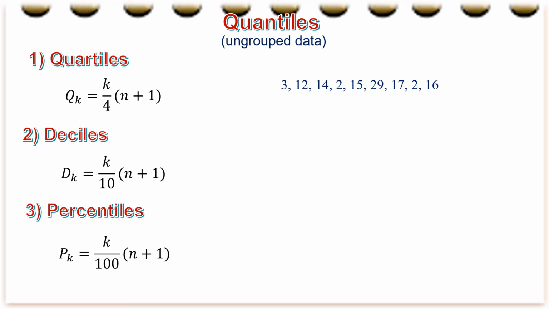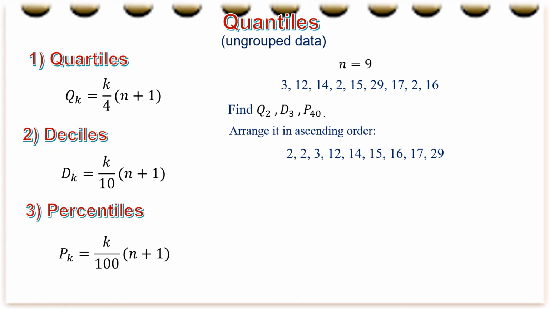So how many numerical values do we have? Correct, we have 9. So let us find Q2, D3, and P40. To find them, we are going to arrange the data first in ascending order. And what is ascending order? Correct, from smallest to highest number. So we arrange it as 2, 2, 3, 12, 14, 15, 16, 17, 29.